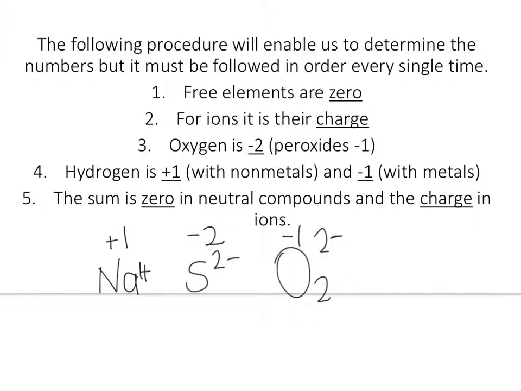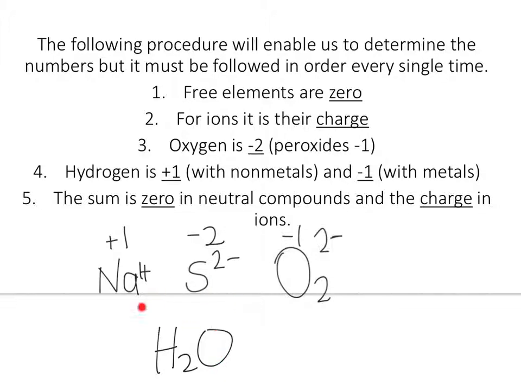Meaning that if we have a compound called, let's say, H2O, the oxidation numbers of hydrogen and oxygen overall have to add to 0. Now, let me say that again. All the oxidation numbers of each atom in the molecule have to add up to 0. That means that the oxidation number of one hydrogen plus the oxidation number of another hydrogen plus the oxidation number of an oxygen have to equal 0.